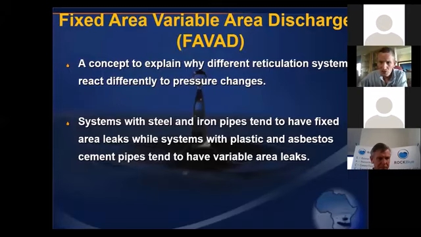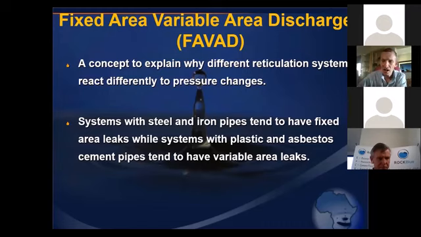Now, to discuss, so that you understand, we've talked previously about burst and background leakage. We now have to take into account not only the burst pipe leakage, but the background leakage that occurs with the bursts. And there was a methodology called the fixed area variable area discharge theory. It's a bit of a mouthful, and it was given an acronym by Alan Lambert and John May in the 1990s. The acronym is called FAVAD. It stands, as I mentioned, for fixed area variable area discharges.